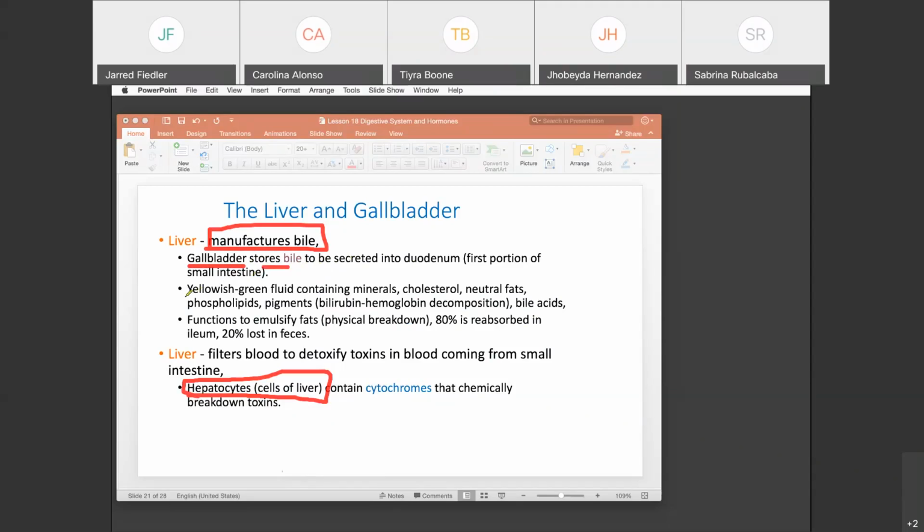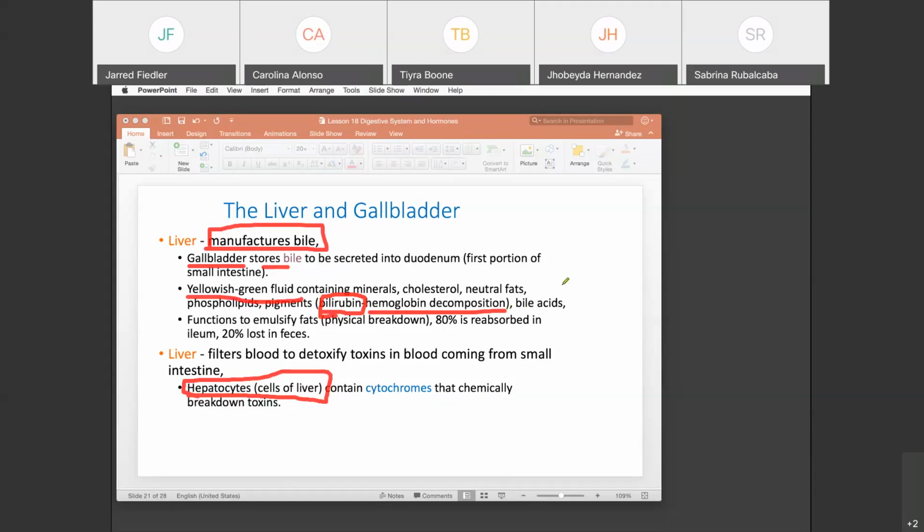And then this bile itself is a yellowish green fluid, and this has minerals, cholesterol, fats, phospholipids, pigments. Specifically, the pigment is bilirubin. We have bilirubin, and we have hemoglobin decomposition, and bile acids as well. So I want you to know this.